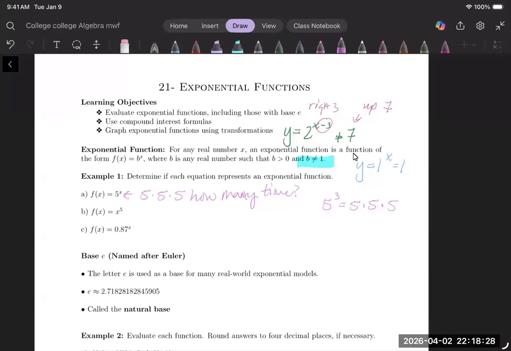Here, I guess I should read: determine if each equation represents an exponential function. So 5 to the x, yes, because I have a base 5 with my variable in the exponent. Notice whenever I have the variable in the exponent, that's an exponential function.